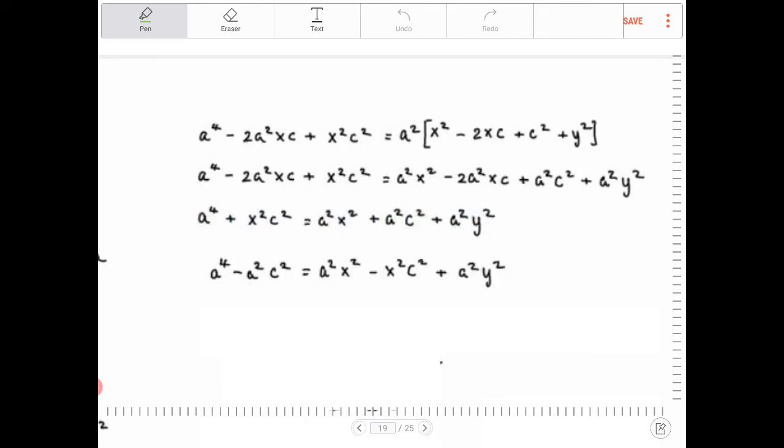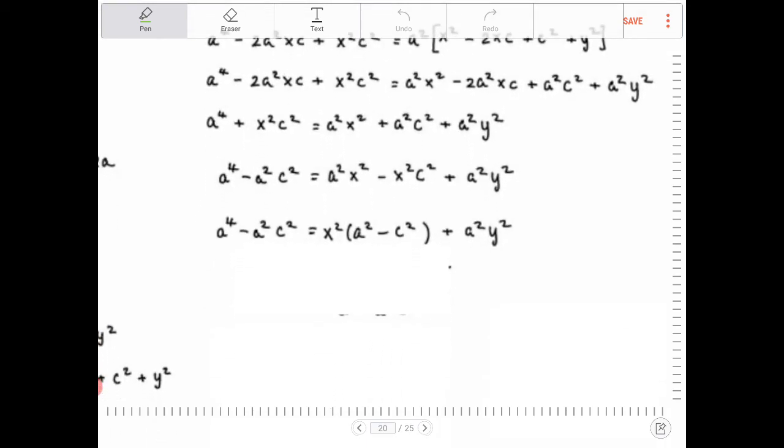I bring over all the terms that involve only constants to one side, which is what I have here, and I bring over all the terms that involve variables to the right. Between the first two terms on the right, there is a common variable of x squared. I'm going to factor that out. And by doing this, you're going to see now that this and this have something in common. There's a common factor of a squared minus c squared.